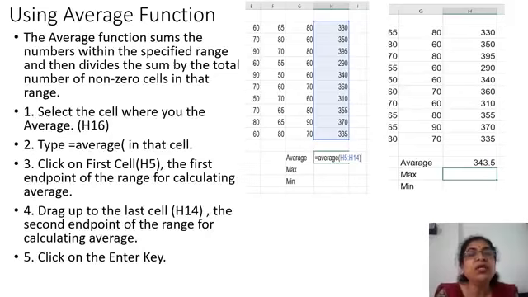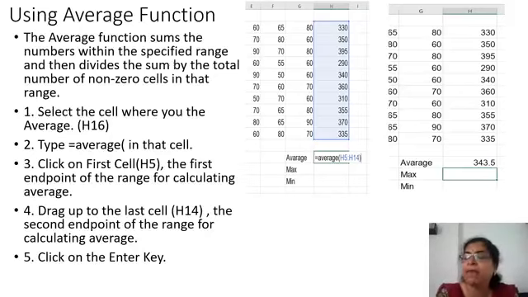So select the cell where you want to put the average. Here we are selecting the cell H16. Type the equal to sign, AVERAGE and the opening bracket. And here click on the first cell, that is H5, and just drag it, the first endpoint of the range for calculating the average, up to H14.